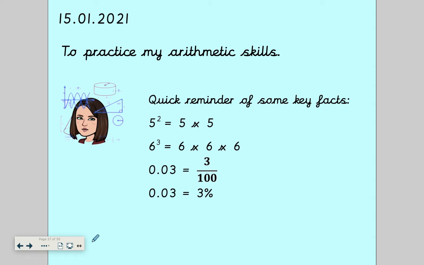So I've put a quick reminder on for you of some key facts, because some of us still accidentally do that as 5 times 2. Remember, when we see this little 2 here, it is 5 times 5. It doesn't mean 5 times 2, it means 5 squared, so we're timesing the number by itself. Same here, the 3 means cubed. Remember, it means 3 times that number. So it's 6 times 6 times 6, that number times itself 3 times.